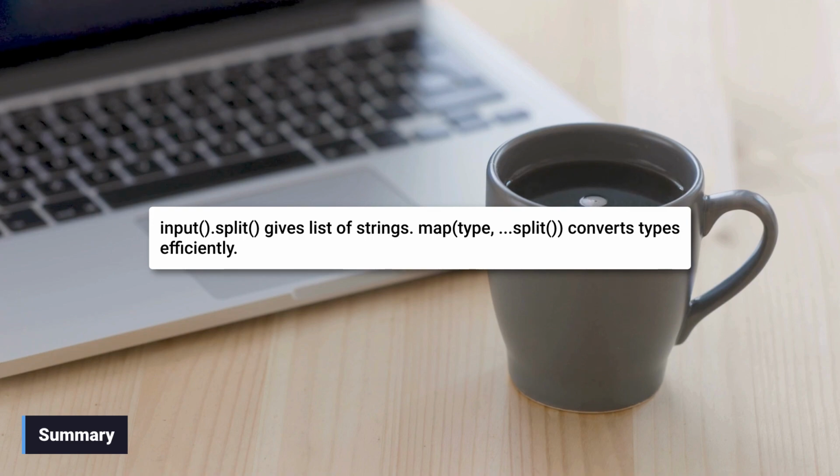To summarize, combining input, split, and map is the most effective method for handling multiple inputs simultaneously, especially when those inputs need to be converted to numerical types.